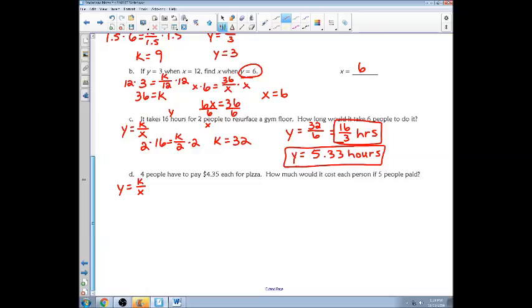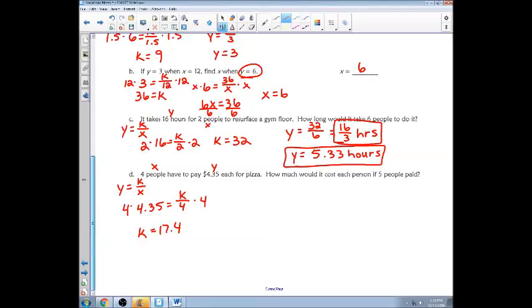The cost of the pizza is going to be dependent on the number of people. So my cost is my y, the number of people is my x. So it would be 4.35 is equal to k over 4. Multiply by 4 to solve for my k value. That's going to get me k equals 17.4. Now that I'm using decimals and everything, obviously we're going to keep just using decimals.